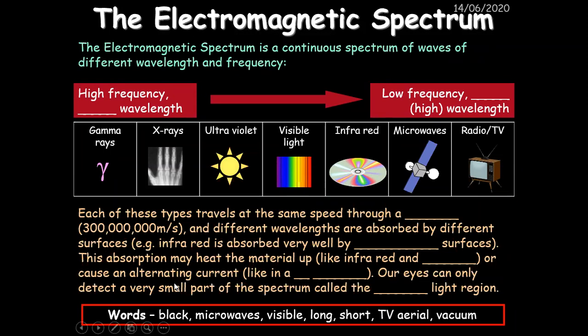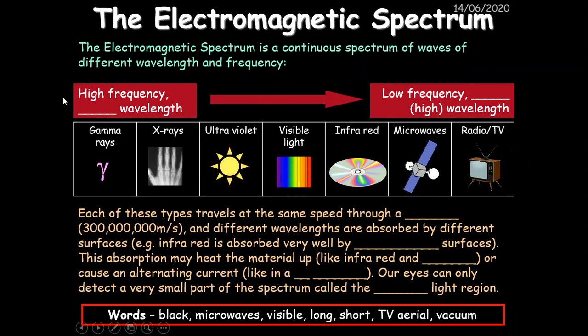Our eyes can only detect a very small part of the spectrum called the visible light region. So in the spectrum, there are all these waves. Some of them we can see. The ones we can see are called visible light waves. So we can see blue light, yellow light, green light, orange light, and so on. But the ones we can't see, we can't detect. I'm going to show you a very interesting video in a minute to prove something about waves. But before I carry on, I want you also to write all of these waves down.